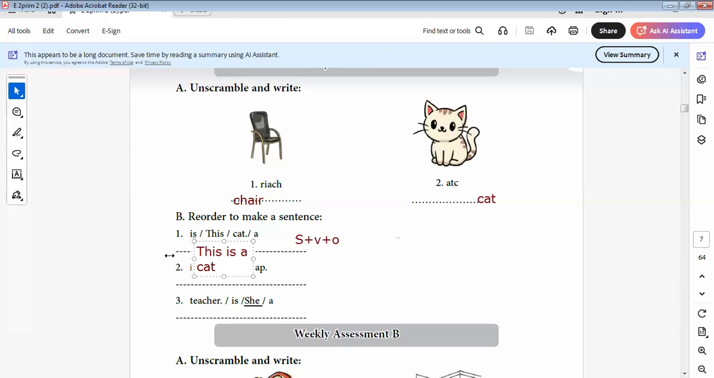Let's go to the next sentence. Here we say, this is a man. Let's go to another one. She is a teacher. So here we have: this is a cat. This is a man. She is a teacher. Let's go to another one.